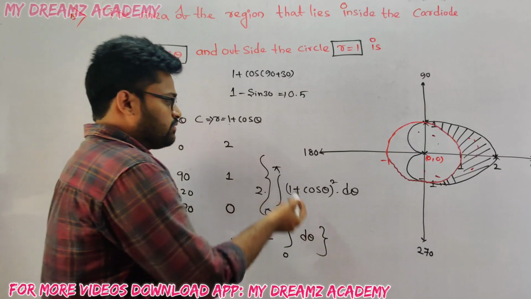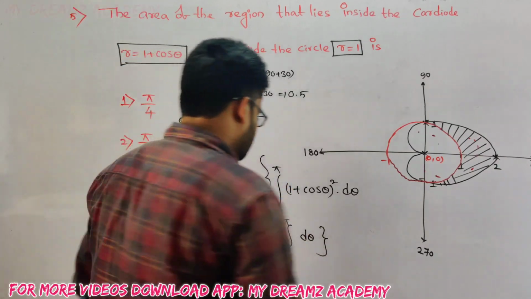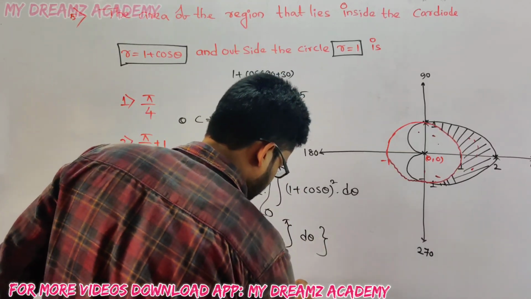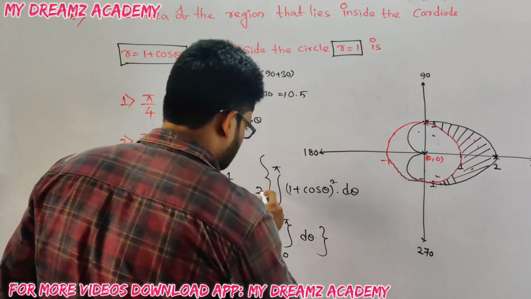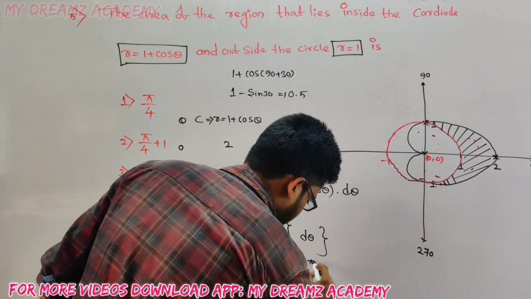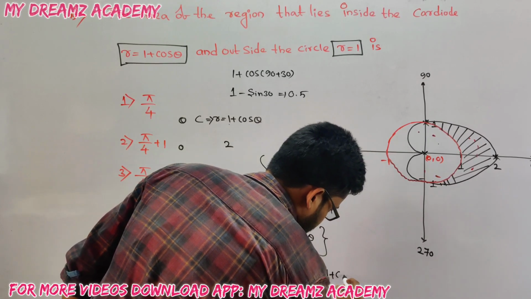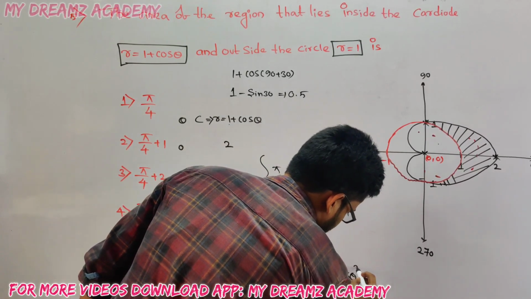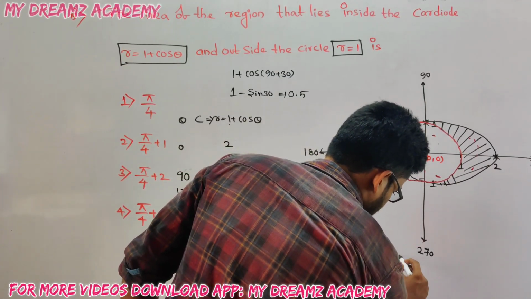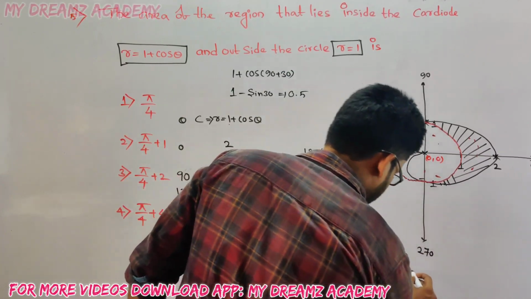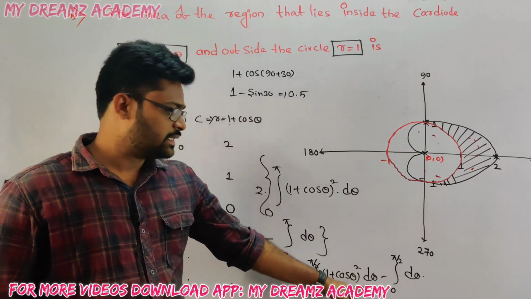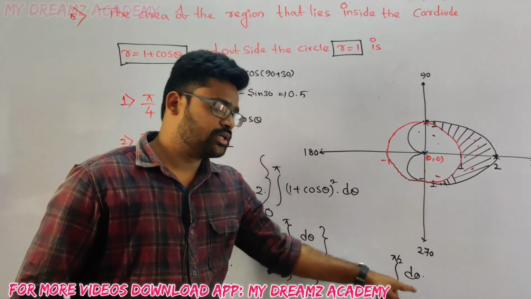If I wanted to write from 0 to pi by 2, take 2 from this, so it will give, 2 and 1 by 2 will get cancelled, so that is the integral from 0 to pi by 2 of (1 plus cos theta) whole square d theta minus the integral from 0 to pi by 2 of d theta.